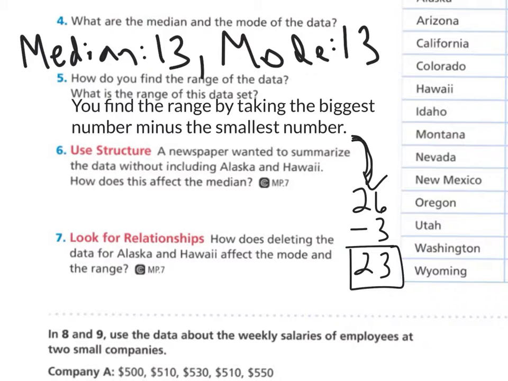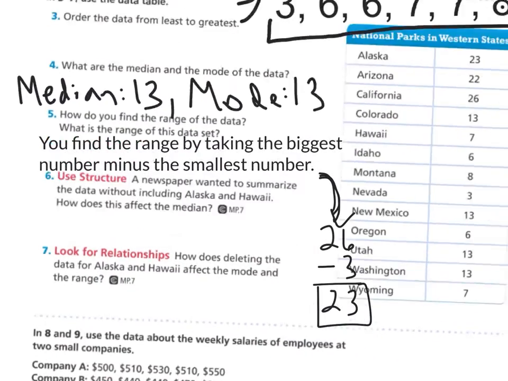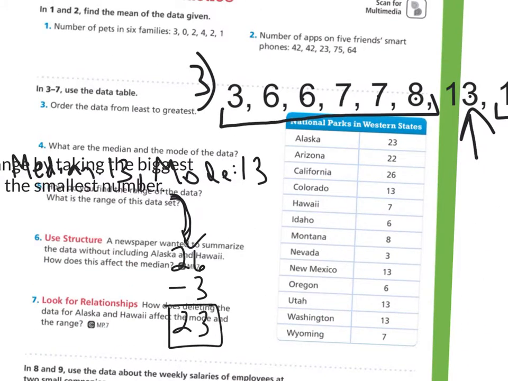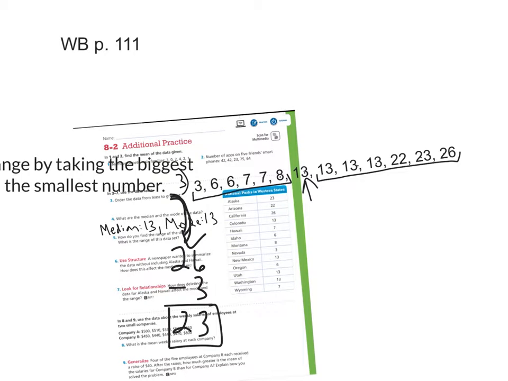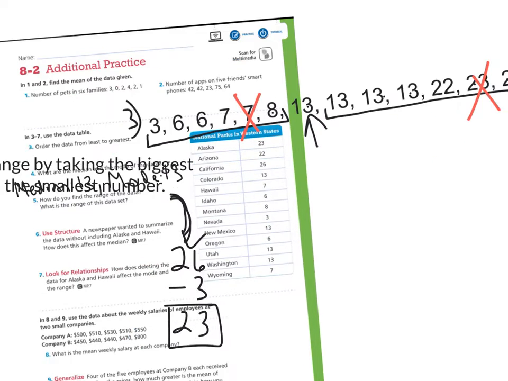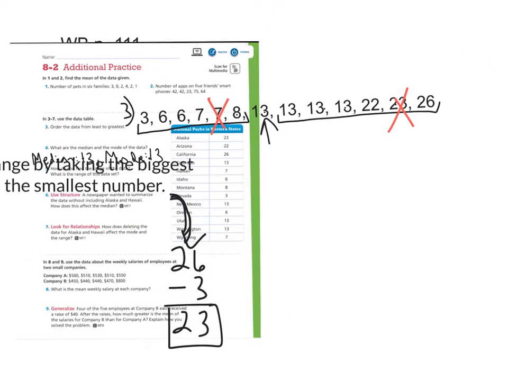How does this affect the median? So if we look back at our list of numbers, Alaska was 23, way up here, and Hawaii was 7, which is down here, one of these. Okay, so that would give us now, instead of 13 numbers, we'd have 11 numbers.